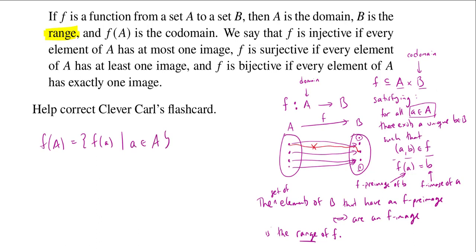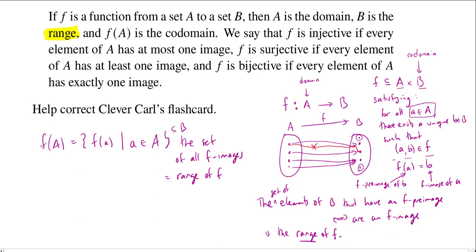These are all of the images, the set of all F images. This is also equal to the range of F. And this is a subset of B, right? Every F image has got to be some element of B. All right? So what he's done here is he has swapped codomain and range. So these need to be swapped with each other.